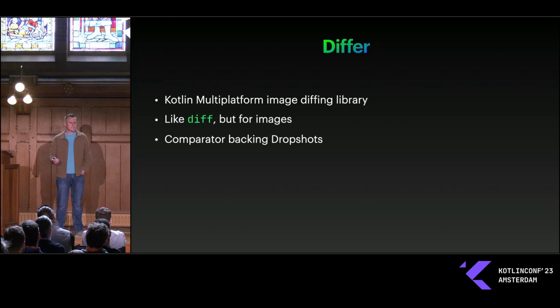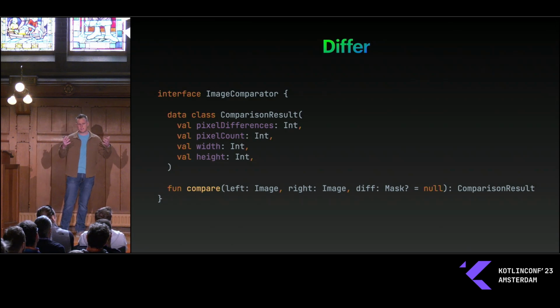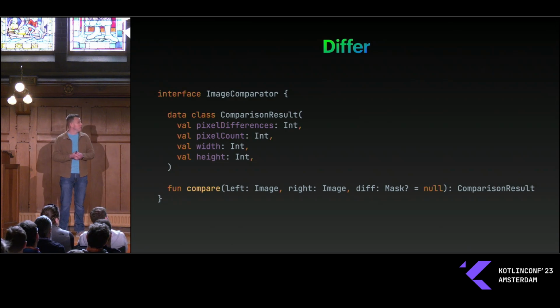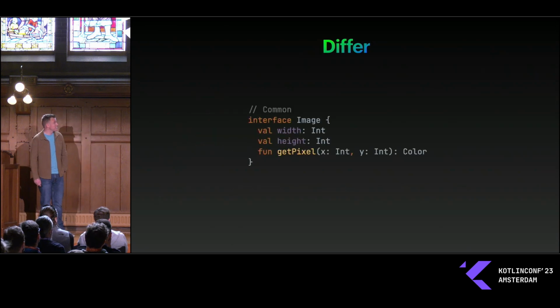So to lay some groundwork, a little about Differ and what it looks like. It's a really simple library. The basis for it is this interface, the image comparator. You can compare two images, left and right. You can optionally provide a mask to get some more information. And then it returns a comparison result, which has some information about what's different about these images. At its core, Differ doesn't know anything about thresholds or pass, fail, any of that kind of stuff. It just tells you what's different about images. And this is what that looks like.